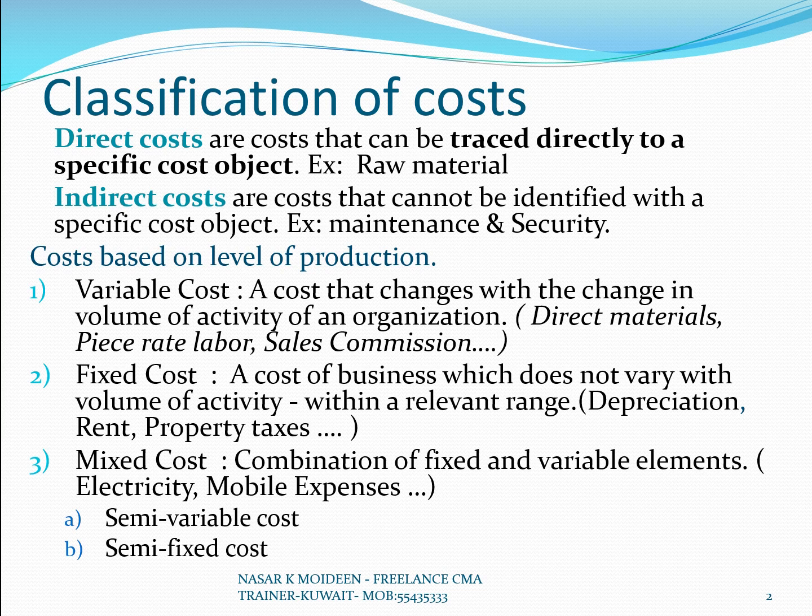The first slide is discussing different classifications of cost. There is a cost that is called direct cost. So what is direct cost? Any cost that is directly traceable to a specific cost object. That is what we call direct cost, or we can say cost directly related to the product.